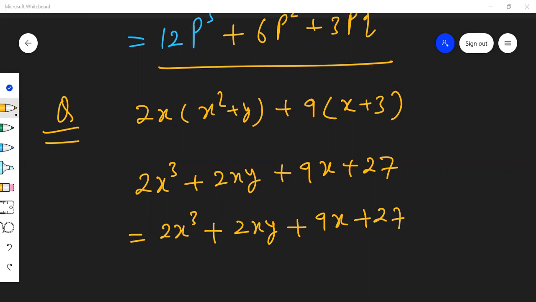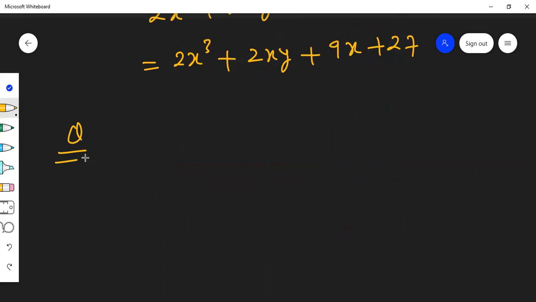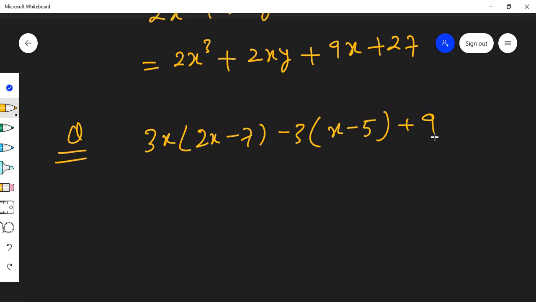Now let's take one more question. Okay. I will write the question and wait for the answer for 30 seconds. If you answer it correctly, very well done. Else we will do it together. So next question, you will simplify the expression. The question is 3x times 2x minus 7, minus 3 times x minus 5, and plus 9. Okay. So all right. Try this. 20 seconds for answering this question. Let me see. Okay, 30 seconds.